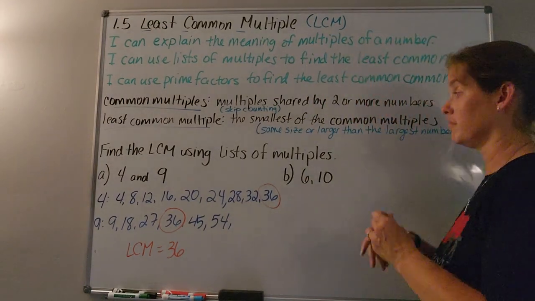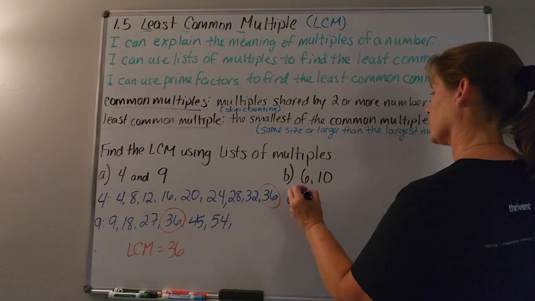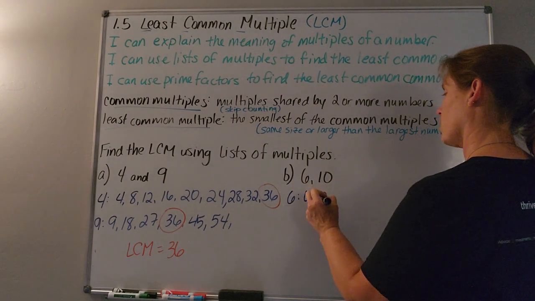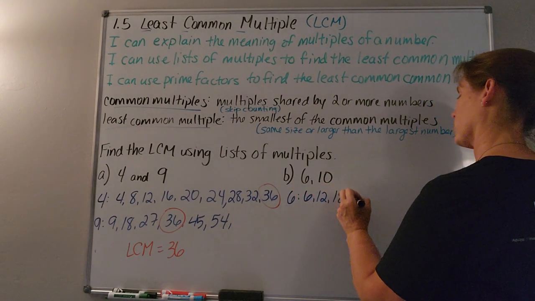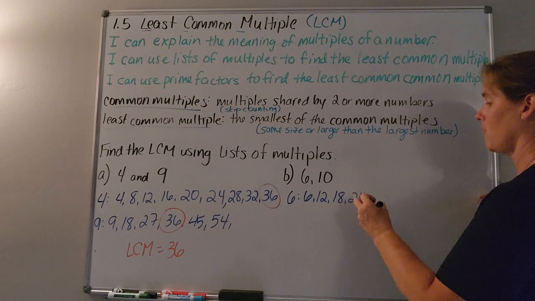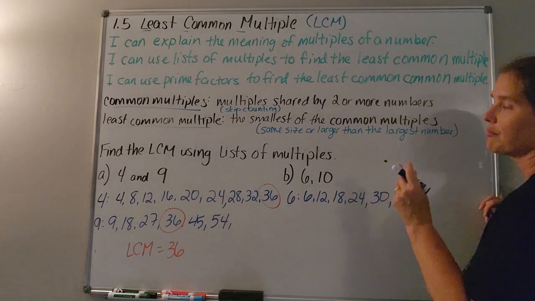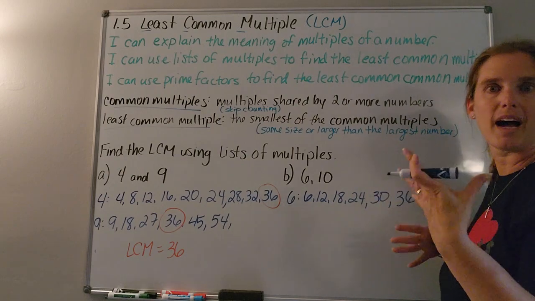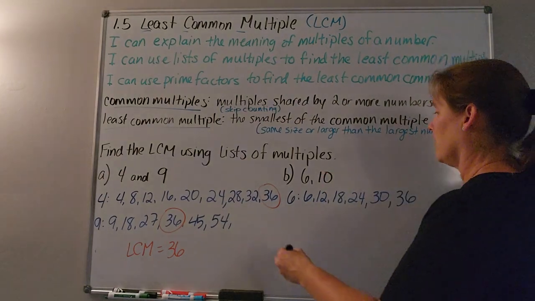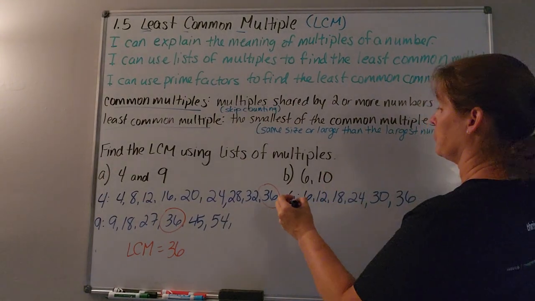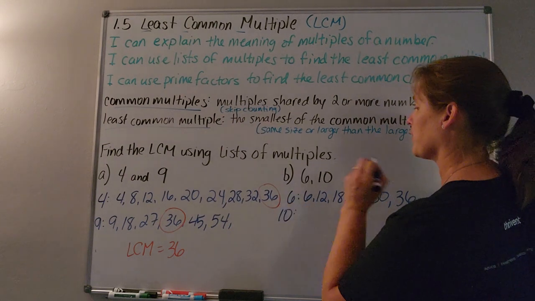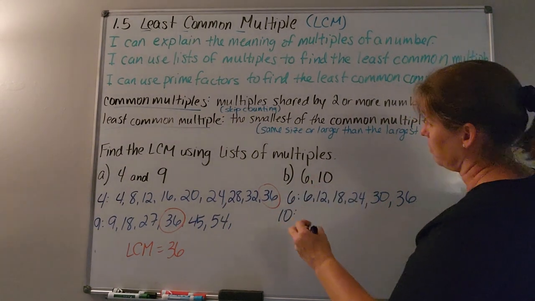All right, let's try it for another pair. 6 and 10. So for 6, okay, 6 times 1 is 6, 6 times 2 is 12, times 3 is 18, times 4 is 24, times 5 is 30, times 6 is 36. Okay, I'm going to stop. I usually stop after 4, 5, or 6, somewhere in there. Technically, I know exactly where to stop, but I don't want to give that away. Maybe you do too.